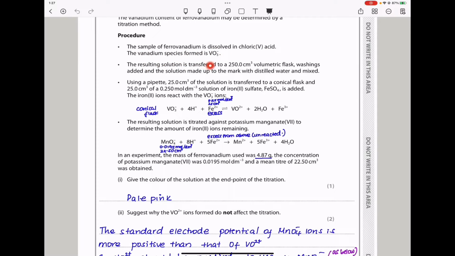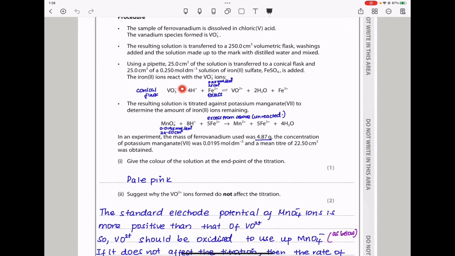Then the resulting solution is transferred to a 250 cm³ volumetric flask, washings added, and the solution made up to the mark with distilled water and mixed. Using a pipette, 25 cm³ of solution is transferred to a conical flask, and 25 cm³ of 0.25 mol/dm³ solution of iron 2 sulfate is added. The iron 2 ions react with these vanadium ions.